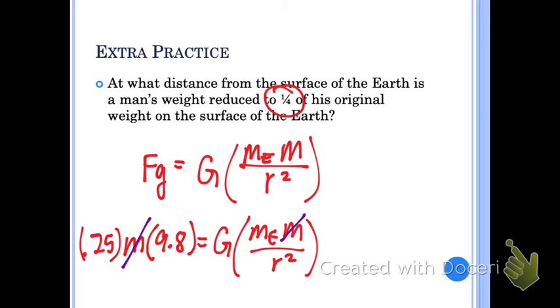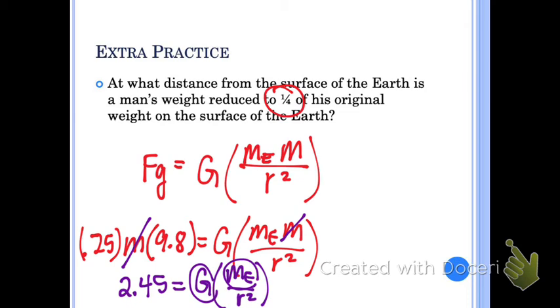Do you see how you can manipulate the equation to get it to work like that? So now we can just go 0.25 times 9.8. That gives me 2.45 equals big G times mass of the earth over r squared. We know big G and mass of the earth, so we're ready to solve now, right? We didn't have to know any information about him. We just had to know what ratio they wanted that weight to be. So from there, I'm going to divide G over. Let me give myself some more room here to work.